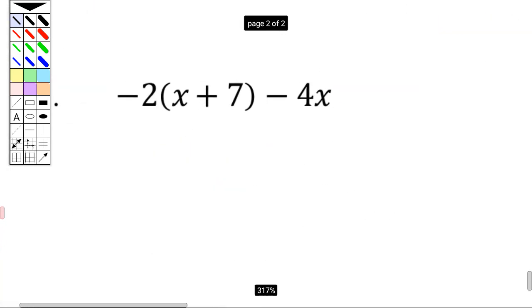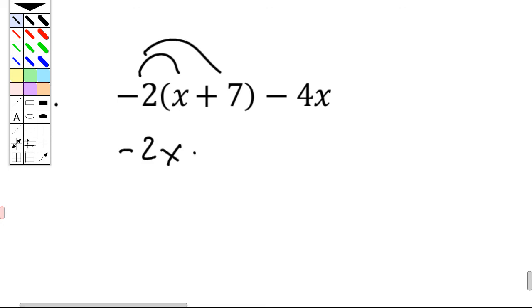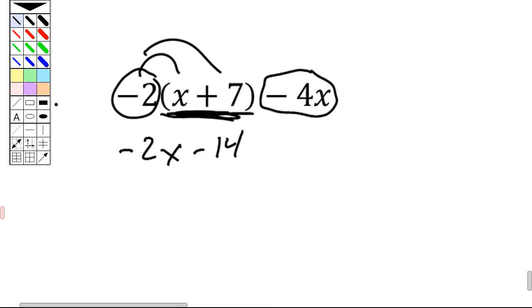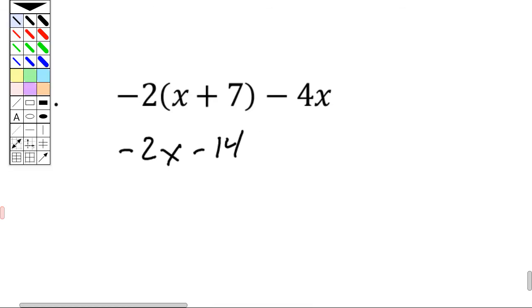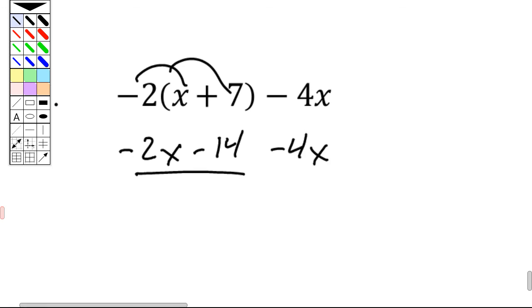Okay, a couple more and that's it. Negative 2 times x, negative 2x, negative 2 times 7, negative 14, and then this negative 2 is only attached to this set of parentheses here. What I'm saying is this has nothing to do with this right now. Okay? So, after I distributed, I got this, but this negative 4 actually just comes straight down. Because this negative 2 only gets distributed to the things inside the parentheses. This is totally separate.